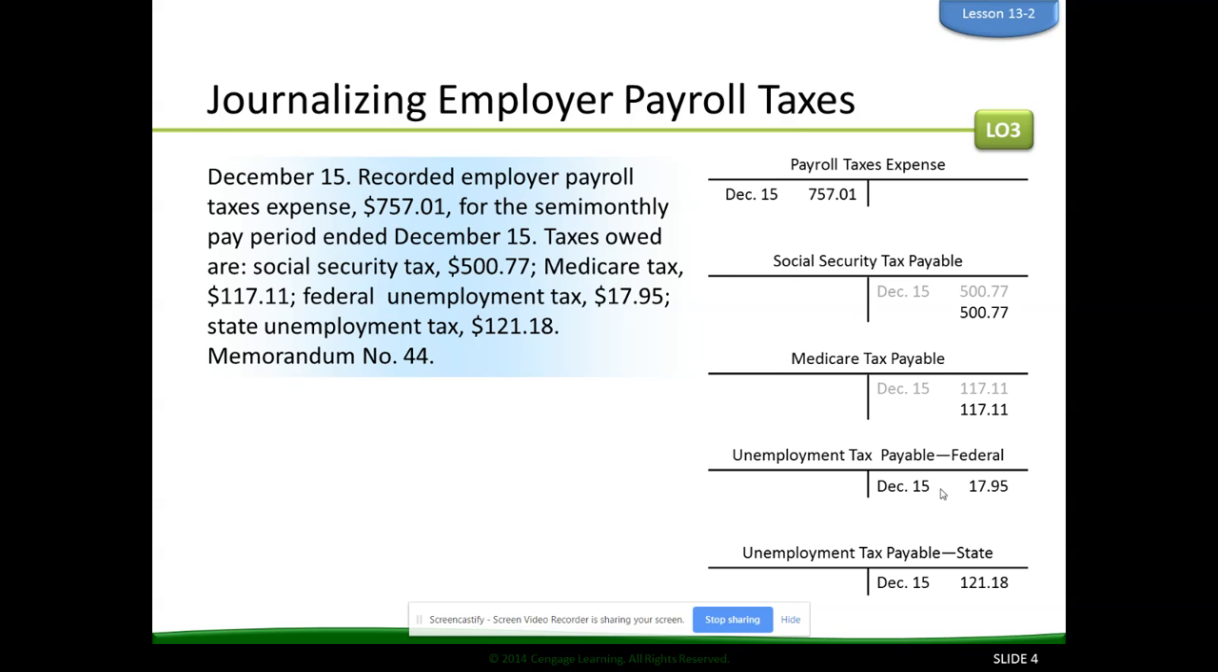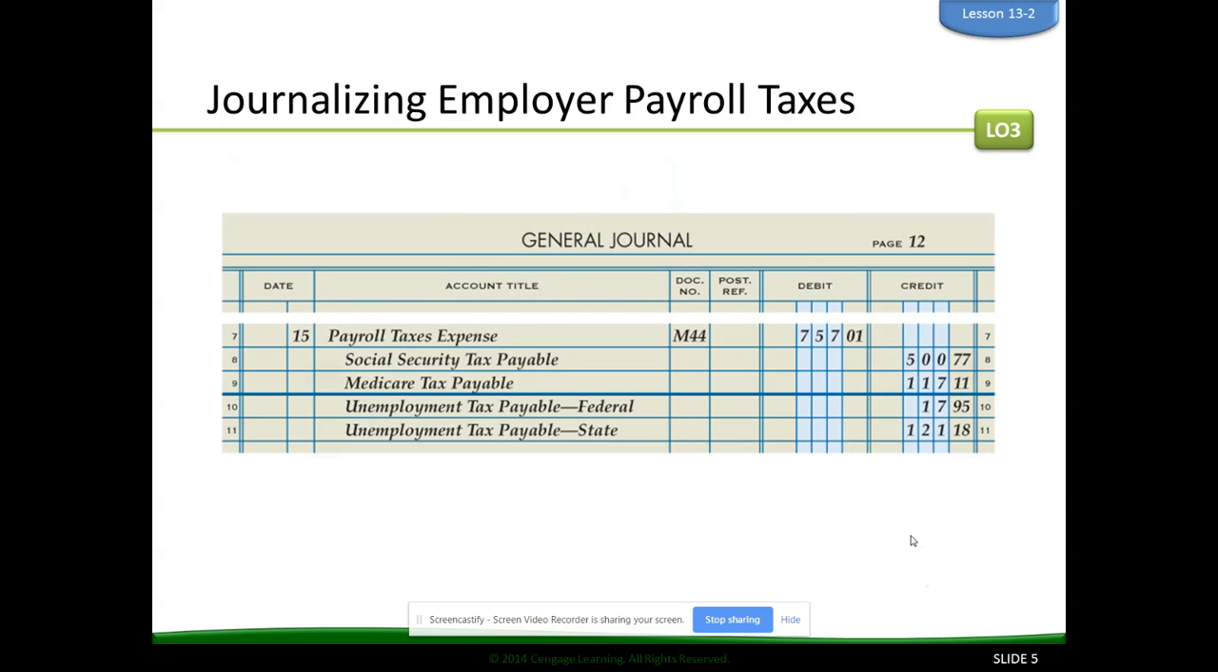So these are our T accounts. So you can see the debit to payroll tax expense. Notice that Social Security and Medicare already have equal amounts in their T accounts. That's the employee side. So now we're paying an exact amount on the employer side. And then we have the unemployment tax payable federal and unemployment tax payable state. So those are our T accounts.